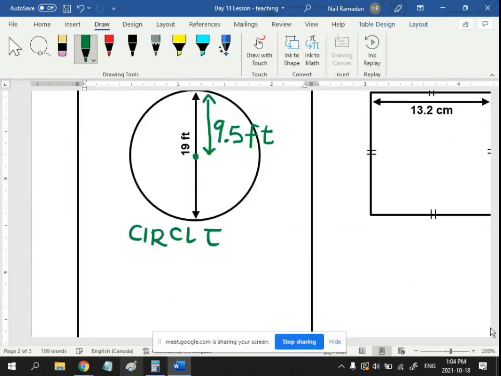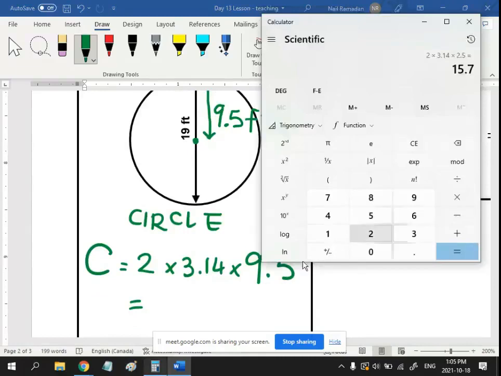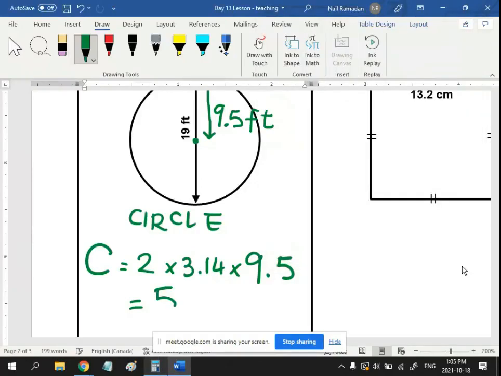So the circumference is 2 times 3.14 times, is it times 9.5 or 19? Nope. You never multiply by the diameter. You use the 9.5, which is the radius. Thank you. So how much is this multiplication? Let's see. 2 times 3.14 times 9.5 is 59.66. In what unit? In feet. Good.